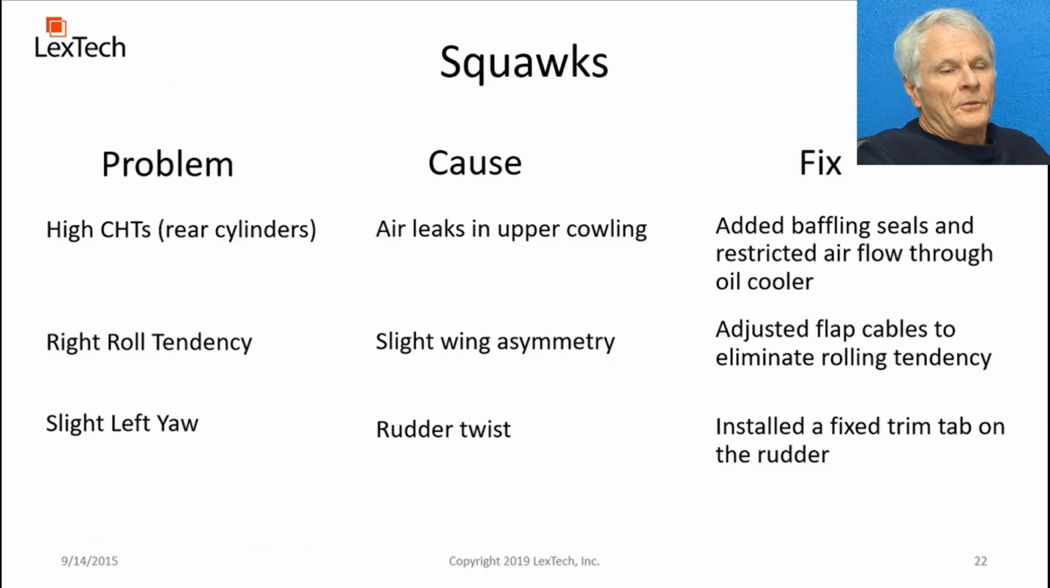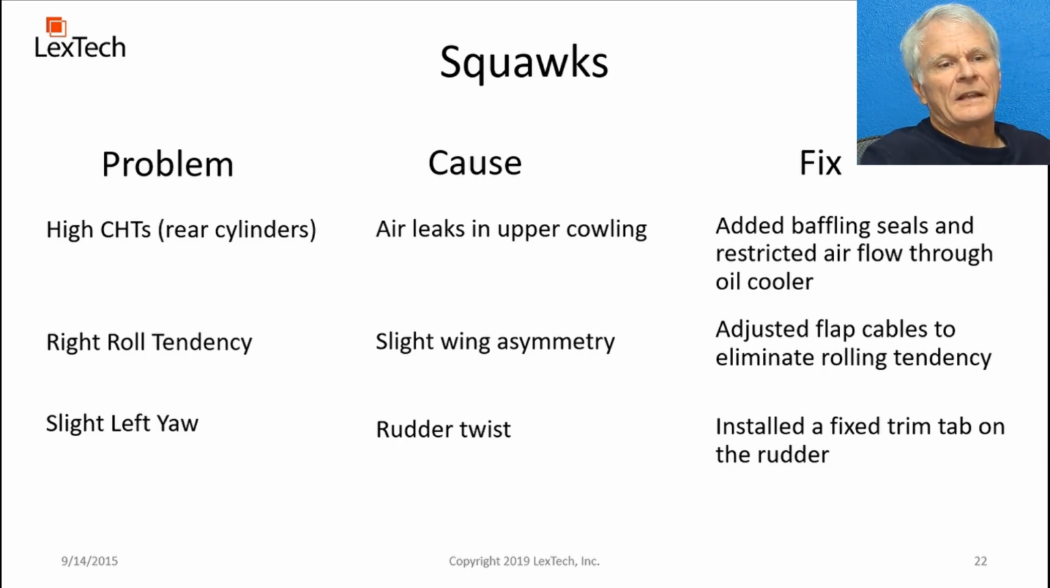All right, so there were a few issues on that first flight. The biggest one was we had some high cylinder head temperatures, and there were some air leaks in the upper cowling, so I had to go back and add some more seals and restrict some airflow through the oil cooler to borrow air from the oil cooler to switch over into the cylinders. There was a slight right roll tendency, and I adjusted that by fixing the flat cables to allow a little bit of down force on the right side to account for that rolling to the right.